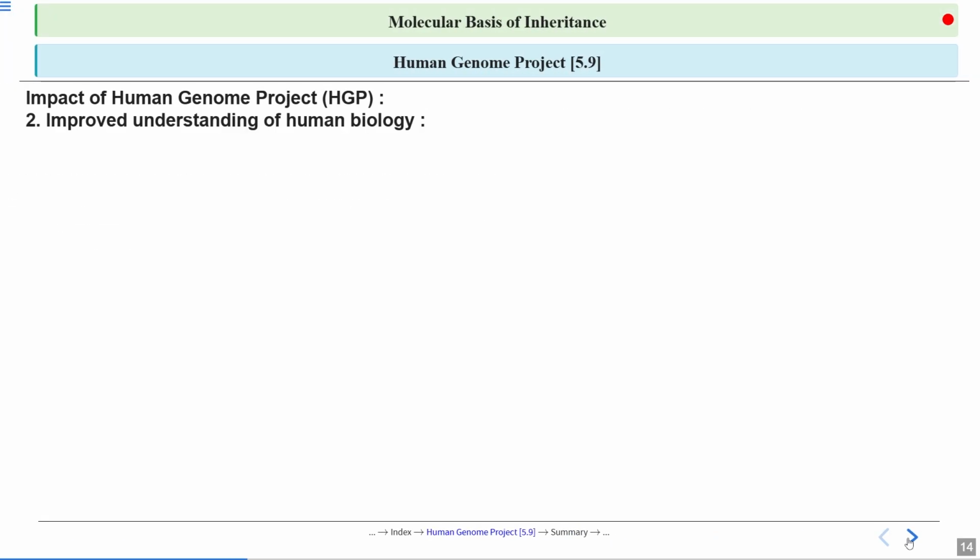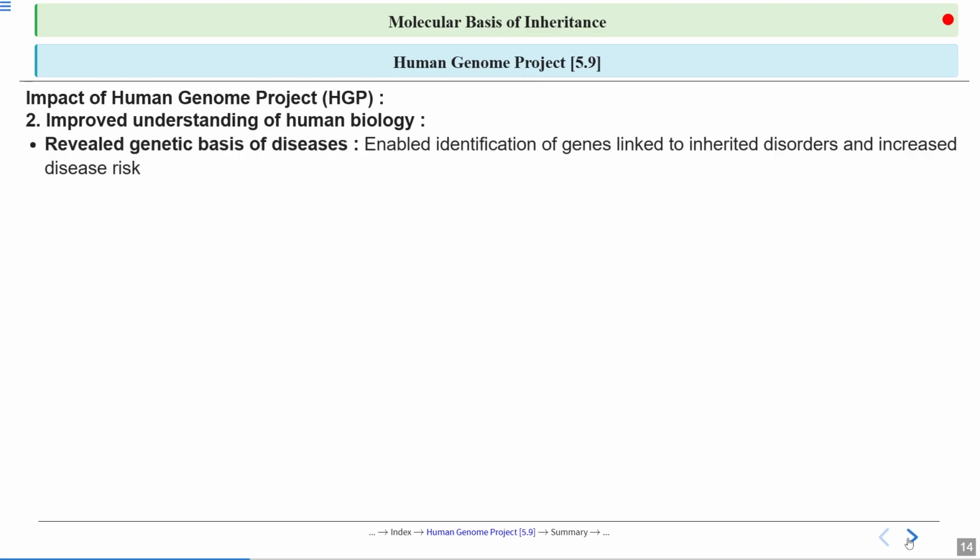Then the other is improved understanding of human biology: revealed the genetic basis of disease, and enabled identification of genes linked to hereditary disorders and increased disease risk. How can it help? It can reveal the genetic basis of disease, and it will enable us to identify genes which are linked to inherited disorders.